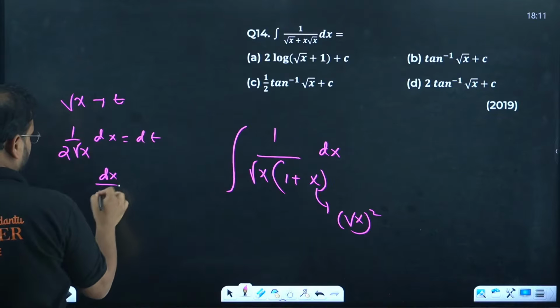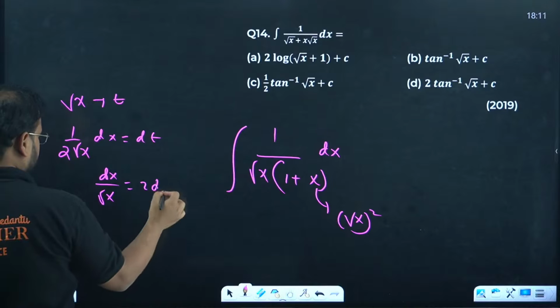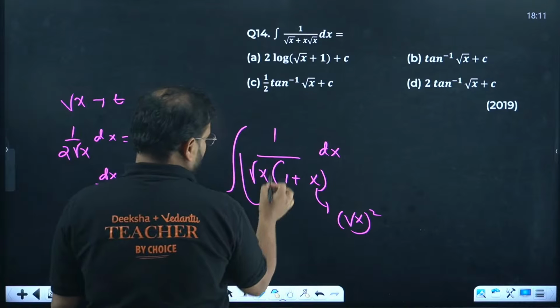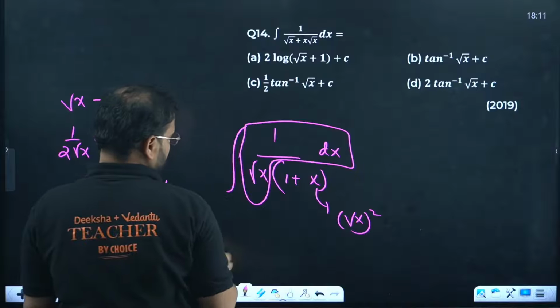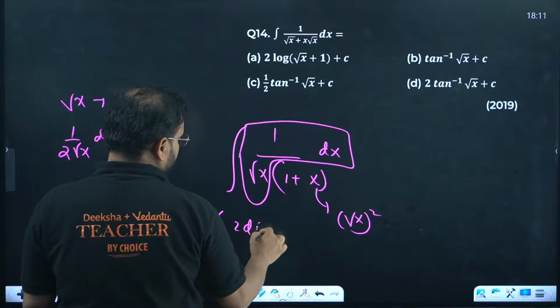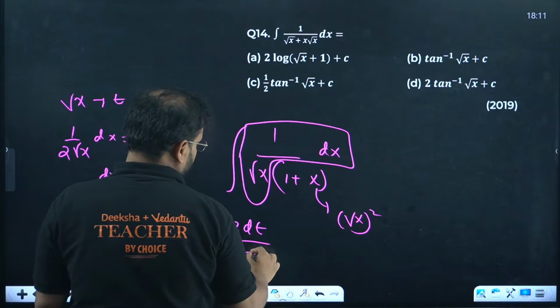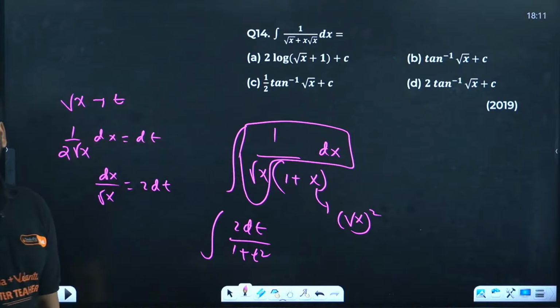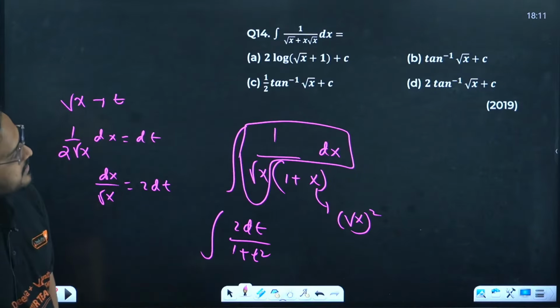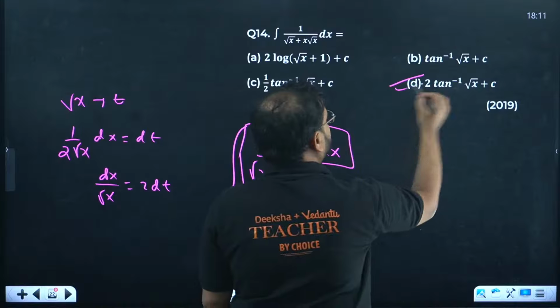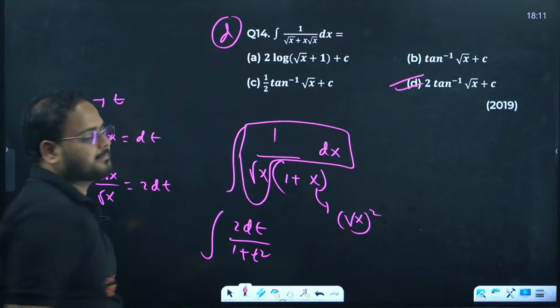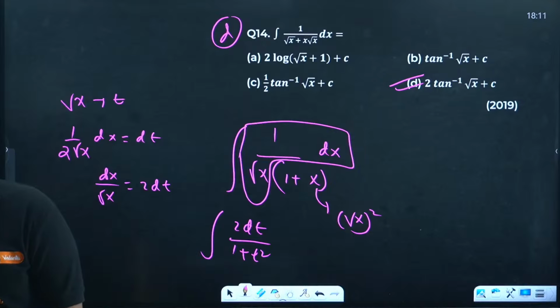So dx upon, check this out, this value, this becomes what? 2 dt upon 1 plus t square. Answer is clearly 2 tan inverse of t. So answer is option D, guys. 14th is D. Super. Yes, everyone, correct answer.